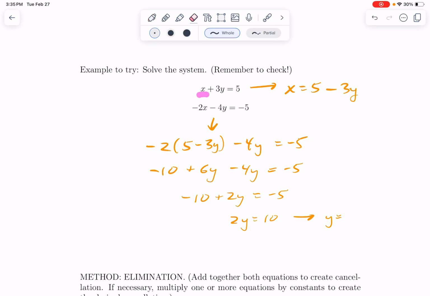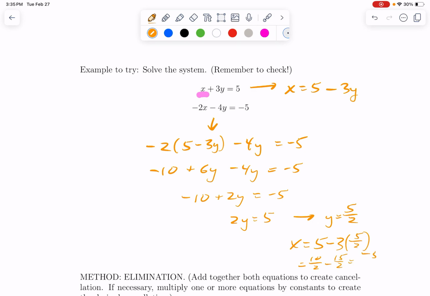And 2y is equal to 5. And y is 5 halves. If I substitute back, x is 5 minus 3y. So that's 10 halves minus 15 halves, which is negative 5 halves. So my solution, I'll put it over here, is x equals negative 5 halves, y equals 5 halves.